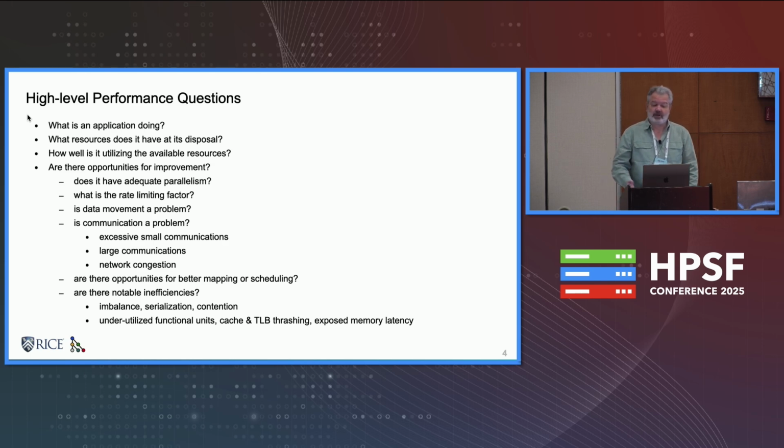Is communication a problem? Are there an excessive number of small communications? Are there lots of large communications? Is there network congestion? These are all things that people want to know. Are there opportunities for better scheduling or mapping? Maybe you've bound your MPI ranks to the wrong GPUs, which is a common problem, and so your data movement is extra costly. Are there notable inefficiencies in your application, like imbalance or serialization or contention? Do you have underutilized functional units in your CPUs or GPUs? Are you thrashing the memory hierarchy? Is there a lot of exposed memory latency? There are lots of questions. I'm hardly scratching the surface.